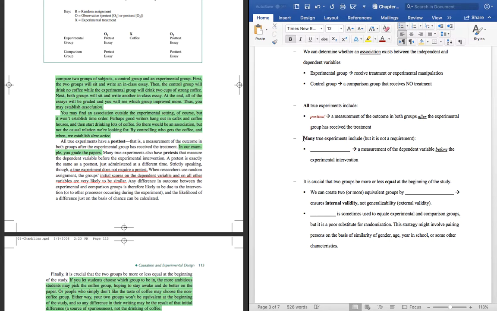And not all, but many true experiments include a pre-test measurement. A pre-test measurement is a measurement of the dependent variable or the outcome before the experimental intervention.